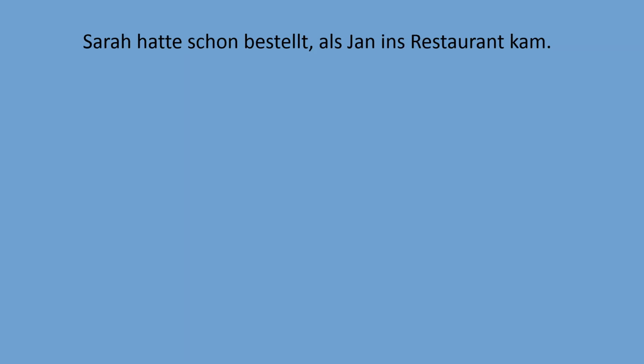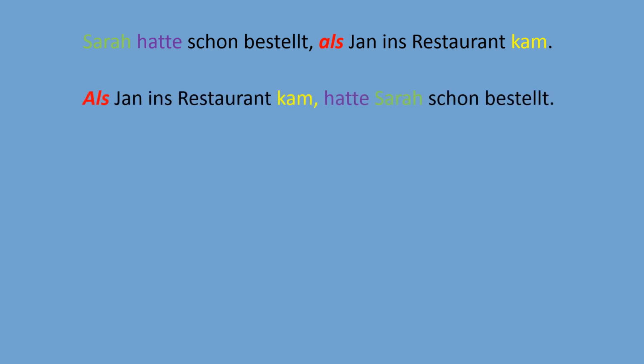Let's analyze a couple of examples. Here is another one. Sarah hatte schon bestellt, als Jan ins Restaurant kam. So Sarah had already placed an order when Jan arrived at the restaurant. Again, we use als, and als pushes the verb to the end. Kam is now at the end of the sentence. In the first part, we have Sarah as the subject and hatte as the verb connected to the subject. So we rewrite the sentence starting with the dependent clause: Als Jan ins Restaurant kam, hatte Sarah schon bestellt. As you see now, in the main clause we have this so-called reverse word order.